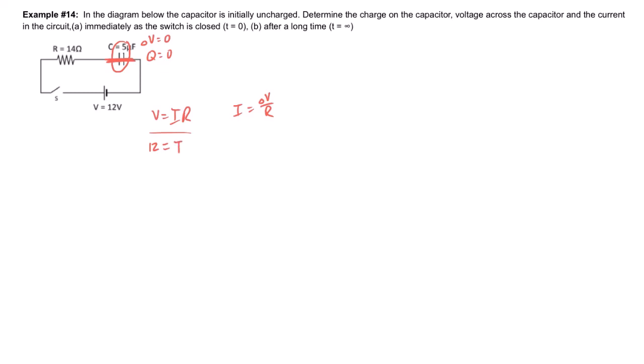I'm solving for the current. The resistance is 14 ohms, and so I simply go 12 divided by 14, and I get my current, which is the total current in the circuit, which is 0.857 amperes. And there we go. We've got the current. All right. Now, let's move on to letter B.